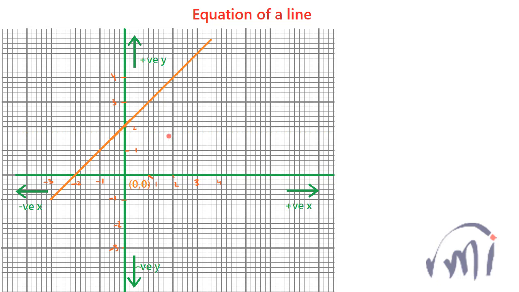So the equation of a line is actually an equation which will satisfy all the points on that line. So if we take any point on the line and put the value of the x coordinate in that equation, we will be able to find the value of the y coordinate, and if we put the value of the y coordinate, we should be able to find the value of the x coordinate. So how to find the equation of a line?